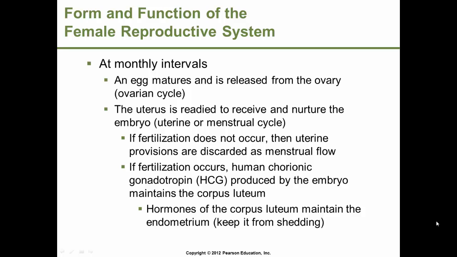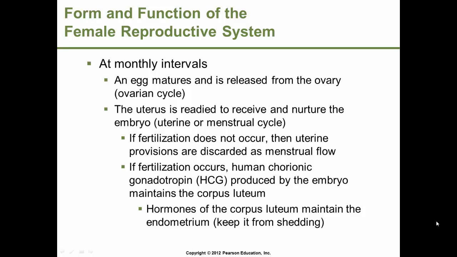If fertilization occurs, a hormone, human chorionic gonadotropin, produced by the embryo, helps to maintain the corpus luteum. HCG, or human chorionic gonadotropin, is the hormone. It's a monoclonal antibody that is detected in pregnancy tests. So that's what a pregnancy test is detecting, levels of this HCG.